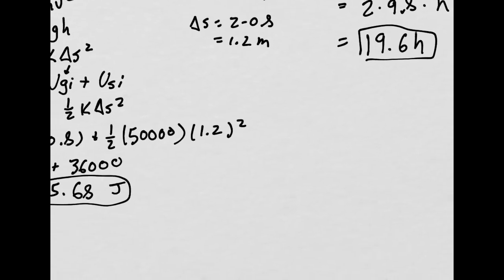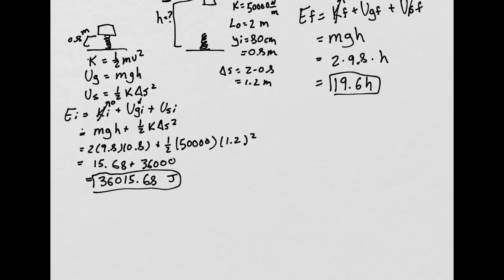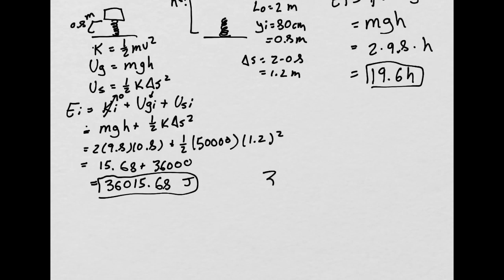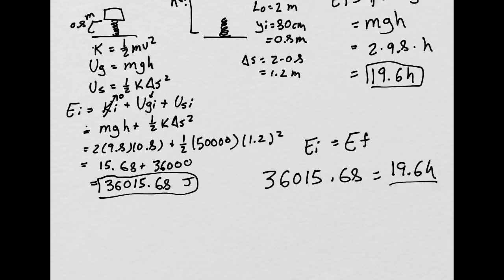And then all we do is zoom out a little bit. 36,015.68, E initial equals E final. It's equal to 19.6 H. So if we divide both sides by 19.6, we get that H is equal to 36,015.68 divided by 19.6, which is 1,837.5 meters.